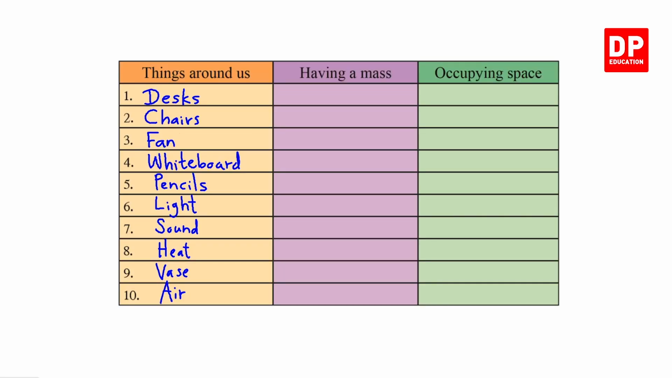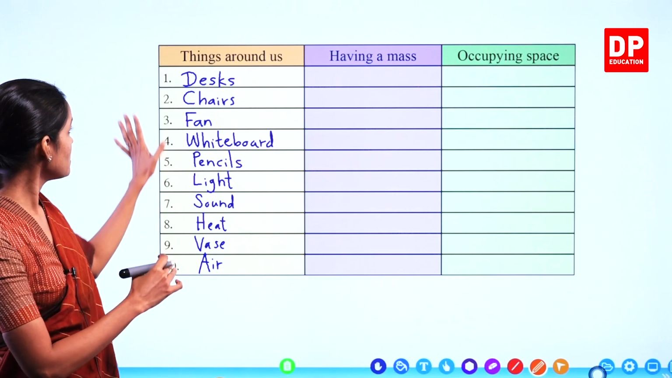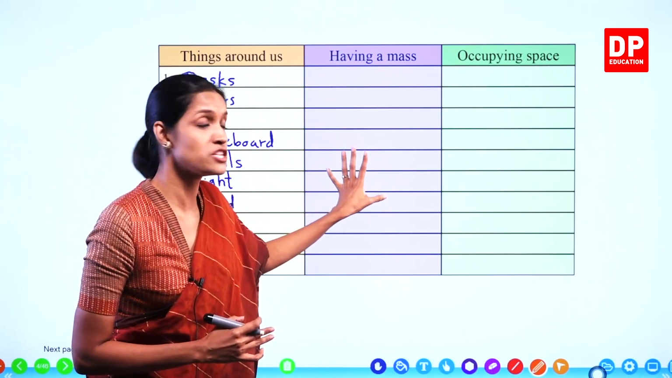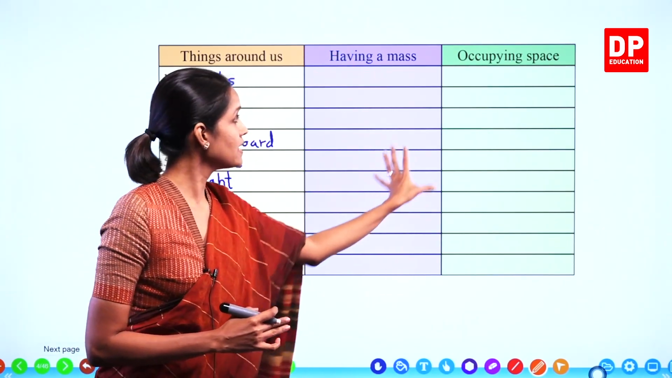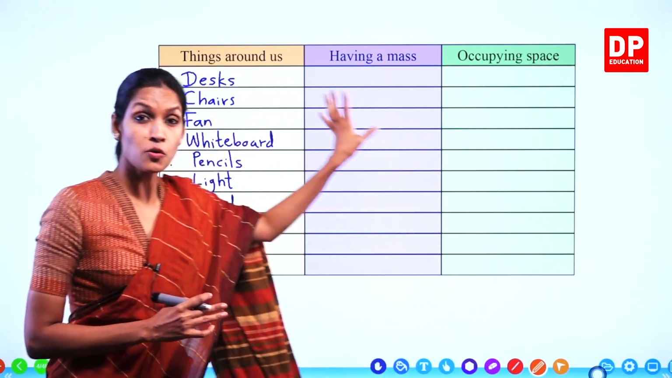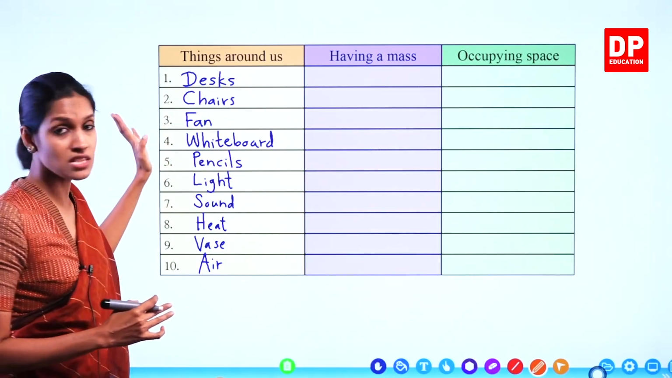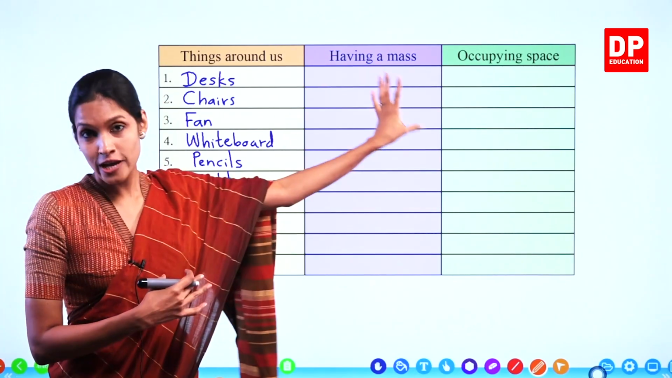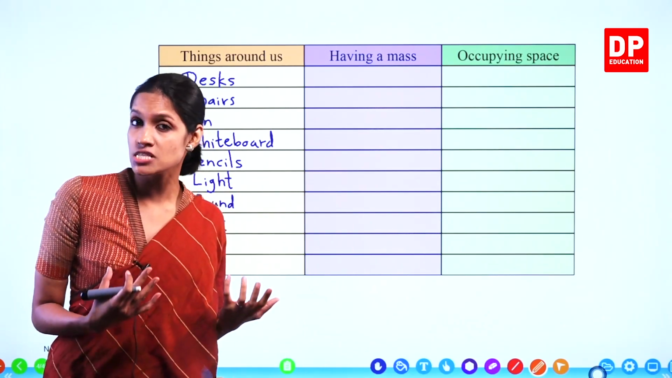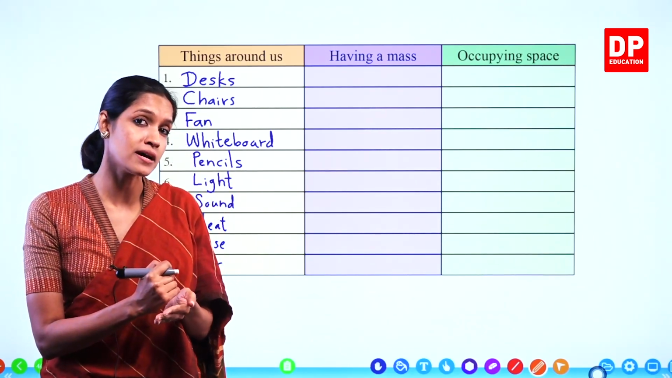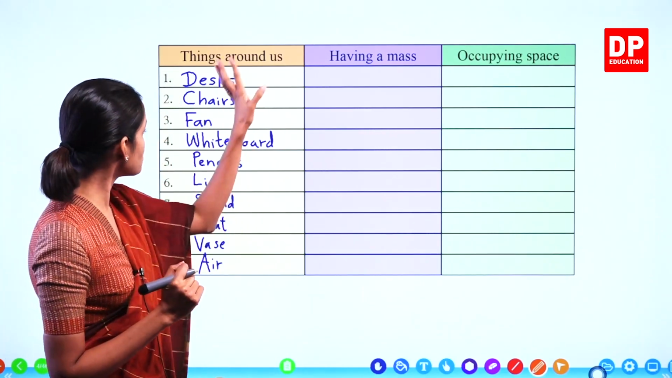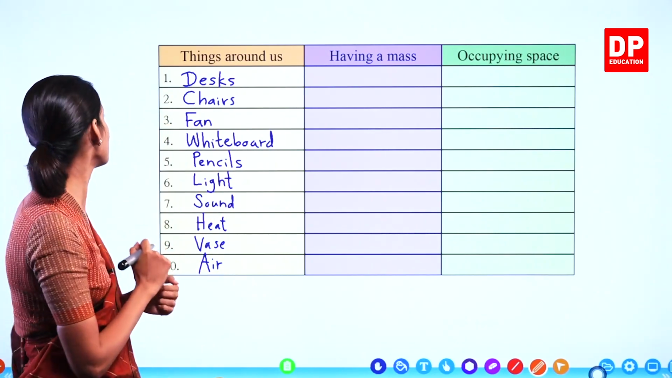Look at this. We have the 10 items we wrote down using that classroom, things around us. And here we have one column we are going to mention, that is having a mass. Here, occupying space. Now we understand there are some things in the environment, they have a mass and they occupy space as well. And there are some other things in the environment, they don't have a mass and at the same time they don't occupy space in the environment. So we all are going to fill this table. You all can start with me.